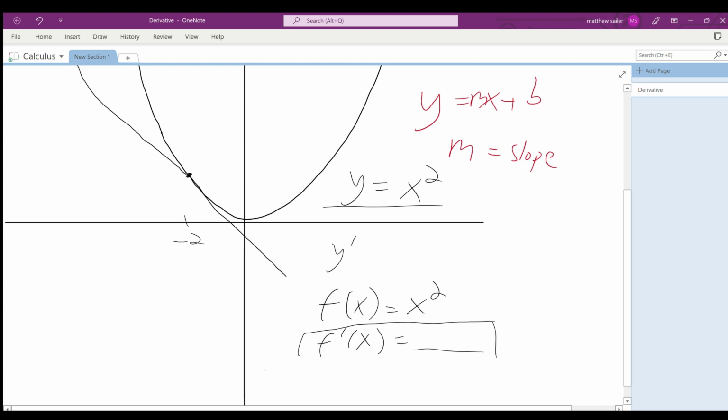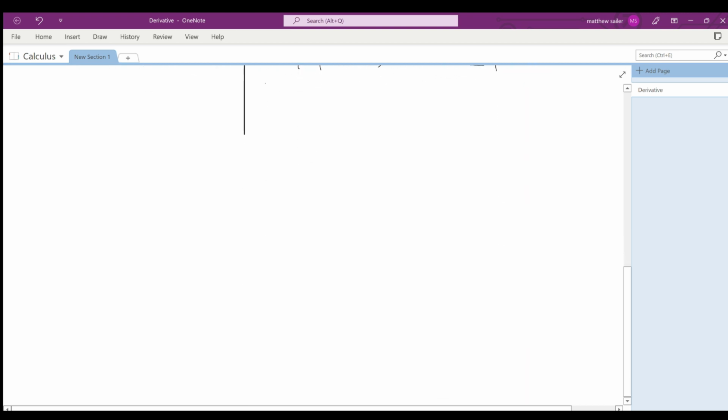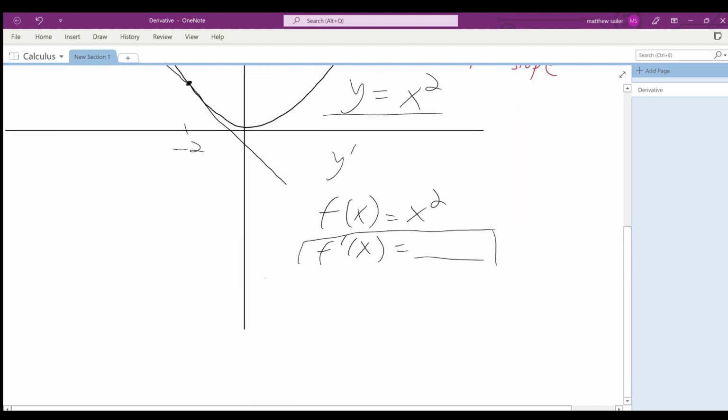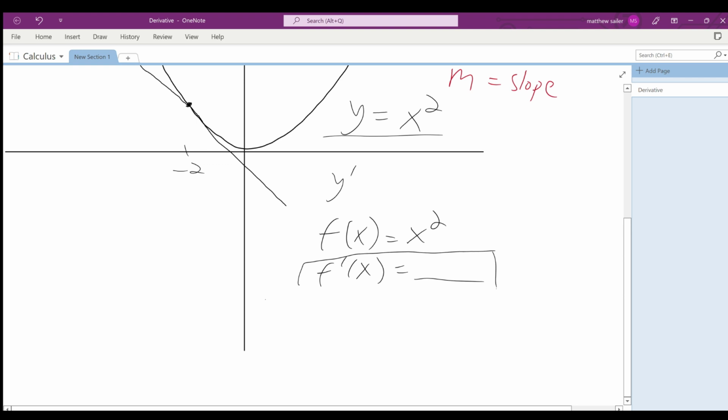So that's the big picture view of what a derivative is, and really what it's used for is just finding the slope. Again, think derivative is slope. So how do we do this? How do we find this f prime of x when we have the function f of x equals x squared?